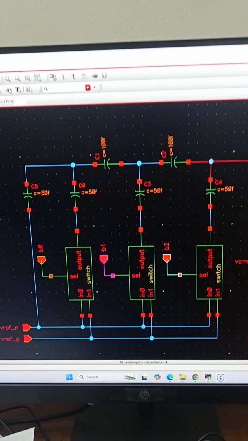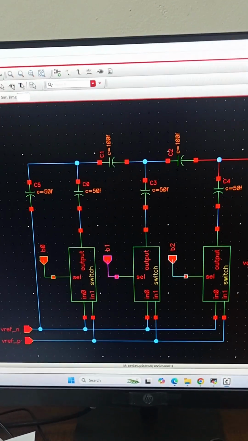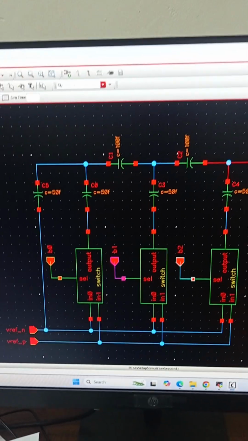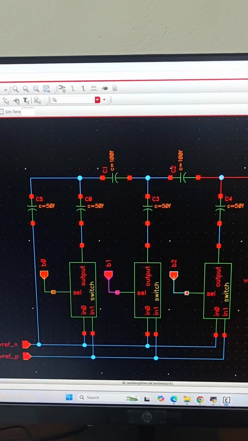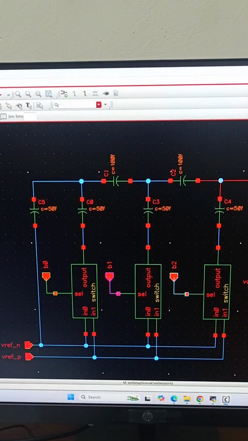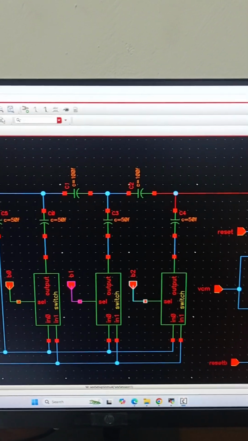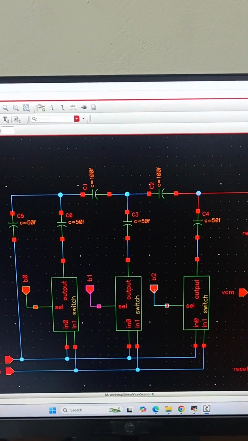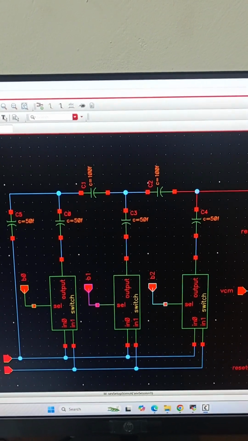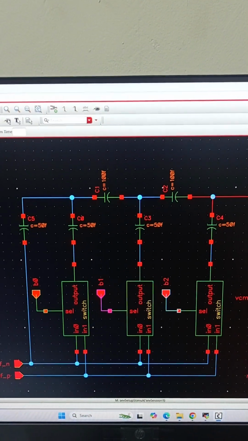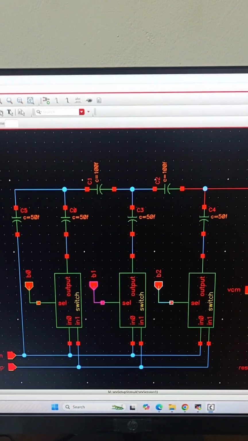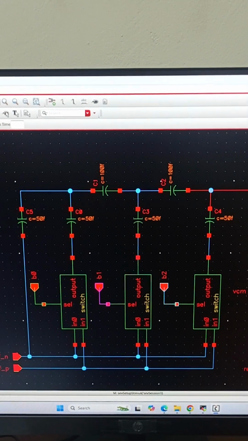Hello and welcome. So this is a capacitive DAC, but the advantage of this is it uses only capacitors of two sizes, 50 femtofarad and 100 femtofarad. So you can see this is a 3-bit DAC. Suppose we design this 3-bit DAC using binary weighted capacitors, then we will need capacitors of 8 sizes, which is very, very difficult to fabricate.